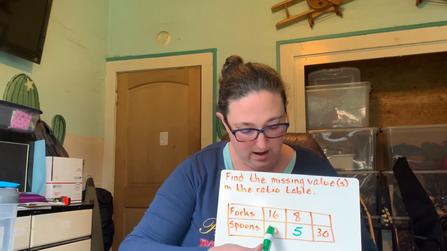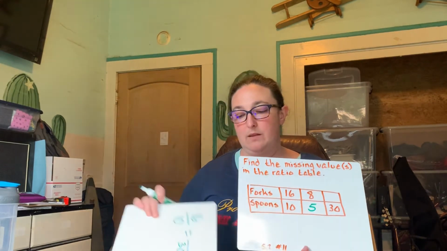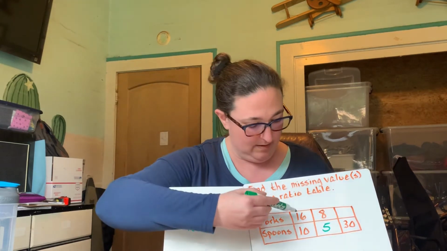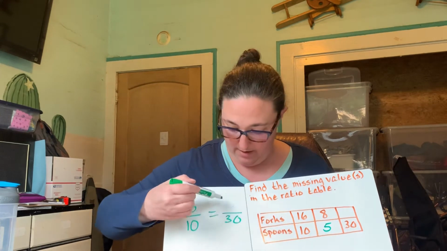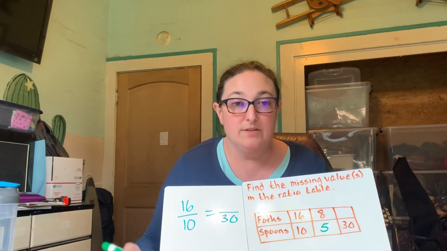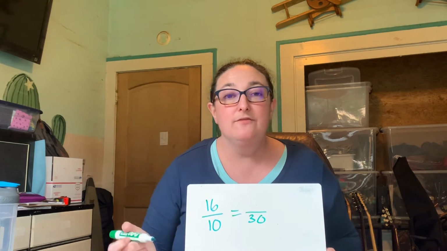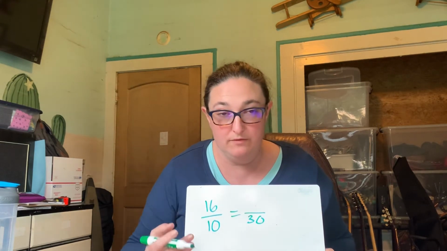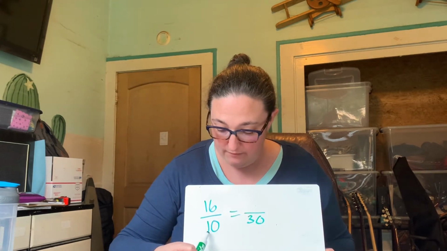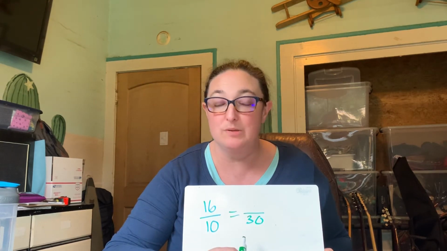Now this time, I have a number in the bottom, so that's going to be my denominator. So my equivalent fraction setup is 16 over 10, and blank over 30. This is how we're setting up for equivalent fractions. Again, we need to figure out an equivalent fraction or equivalent ratio by multiplying or dividing. How can I get from 10 to 30? Well, it's getting bigger, so that tells me that I need to multiply.